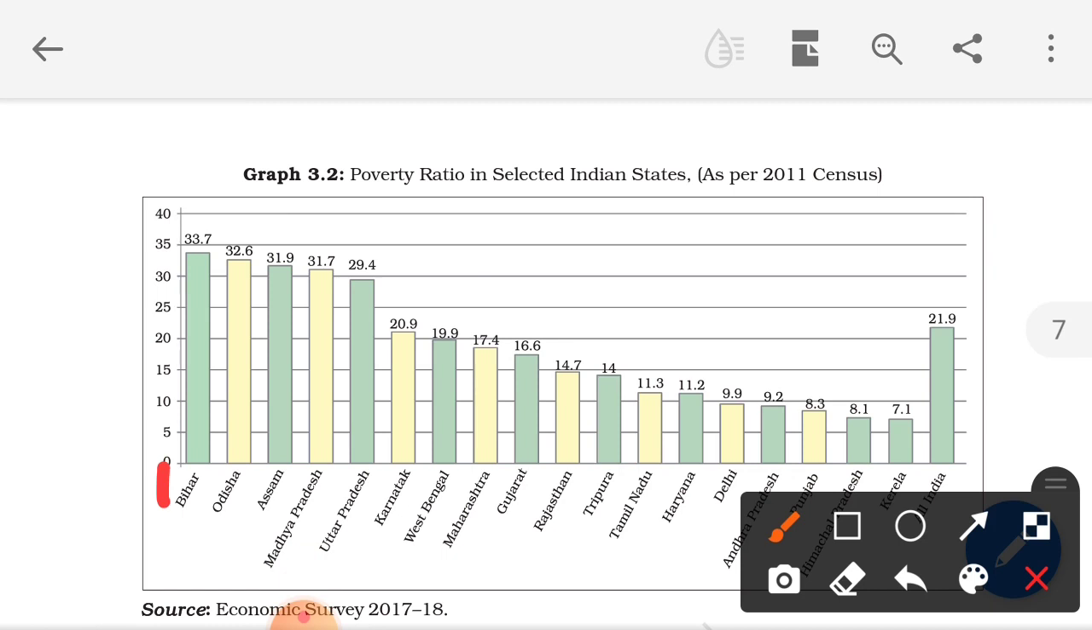Third position, 31.9, it is Assam. Fourth position, 31.7, it is MP. Fifth position, 29.4, it is Uttar Pradesh.